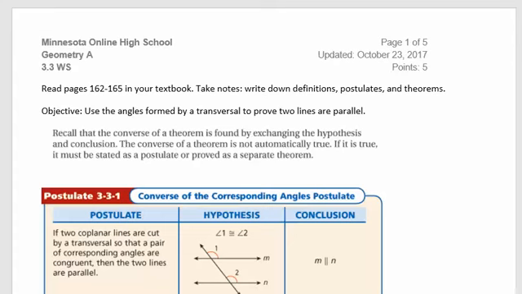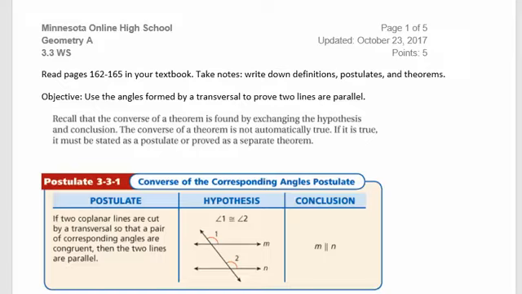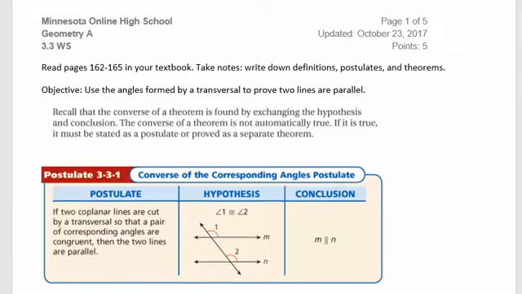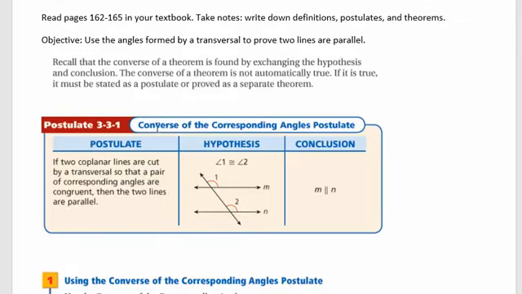So in Chapter 3, Section 2, we are given that lines were parallel and then asked to say whether or not angles were congruent or equal to 180, which is supplementary. In this section, we're going to be given some facts about the angles and then asked to prove that the lines themselves are parallel. So to do that, we use a converse of a postulate that we used in 3.2.